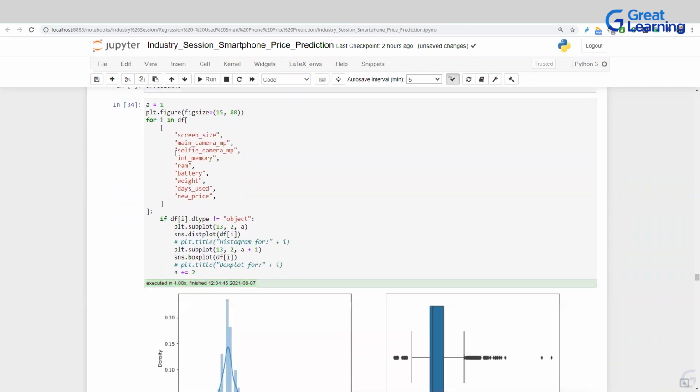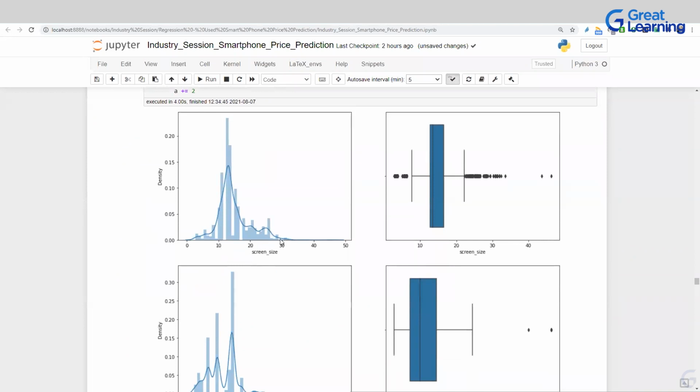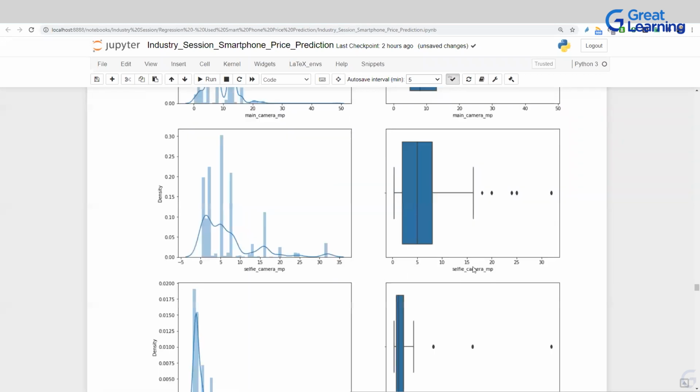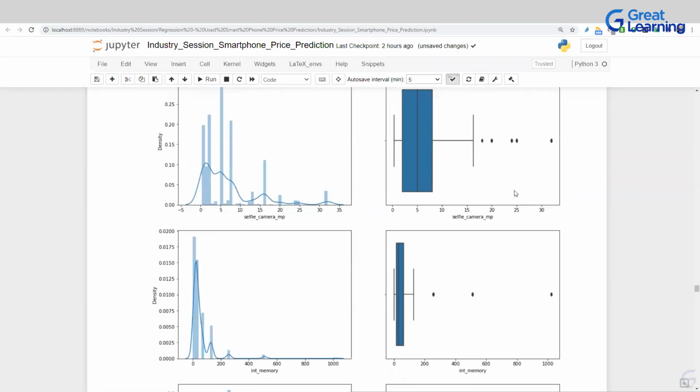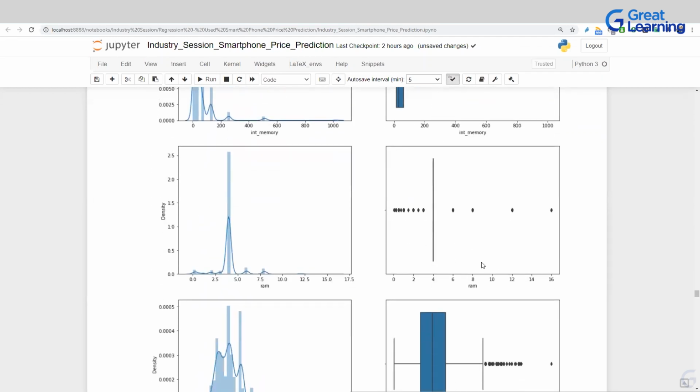So I've selected only the continuous variables from the list. So it seems the screen size is right skewed with a lot of outliers on both ends. The main camera has some outliers, which is why the data is skewed. And again, it looks like multi-modal data. Selfie cam, again, there are some outliers because of which there is some skewness. The internal memory, there are huge outliers, right?